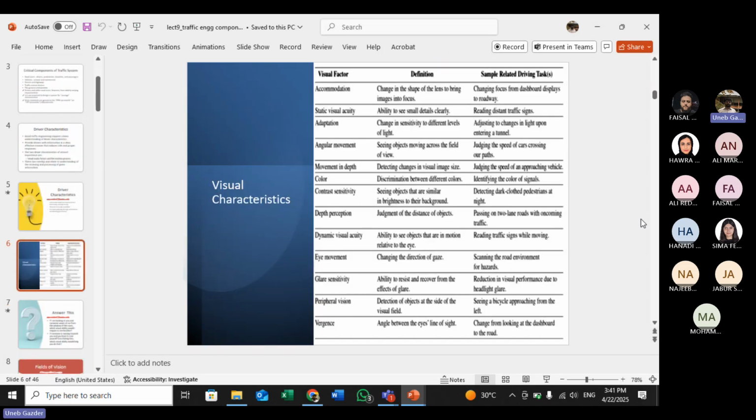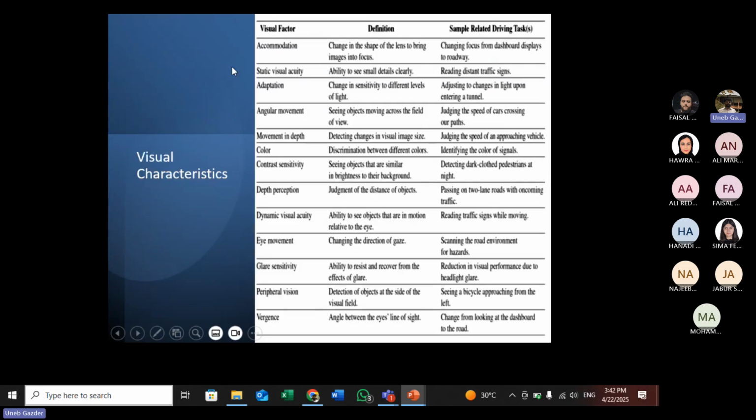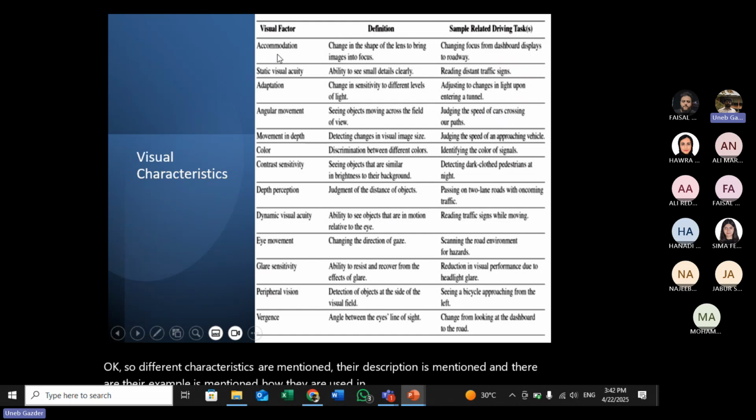Okay, this table provides a summary of visual acuity. Remember we said for drivers, two characteristics are important: visual acuity and reaction process. So now we are talking about the first one, visual acuity. Let me go in the full screen mode. Different characteristics are mentioned, their description is mentioned, and their example is mentioned, how they are used in driving.